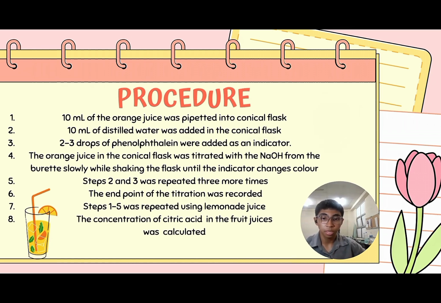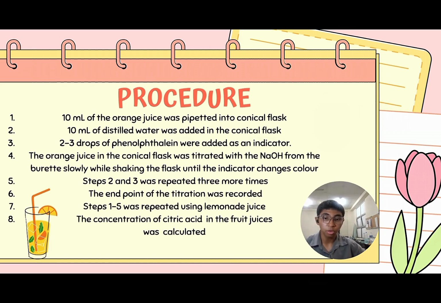So first step, 10 ml of the orange juice was pipetted into a conical flask. Second, 10 ml of distilled water was added in the conical flask. Third, 2 or 3 drops of phenolphthalein were added as an indicator. Fourth, the orange juice in the conical flask was titrated with the NaOH from the burette slowly while shaking the flask until the indicator changed color.